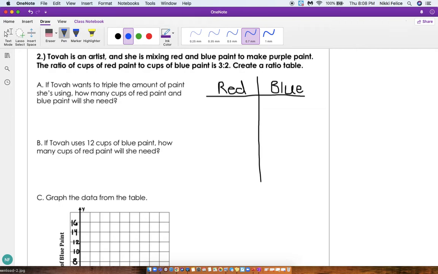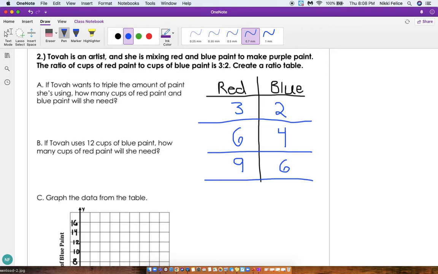Okay, so the ratio of red to blue is 3 to 2. So 3 to 2, there's my ratio. Now I'm going to start to make my ratio table and include all of my equivalent ratios. If she doubled this, our ratio would be 6 to 4. If we tripled it, our ratio would be 9 to 6. If I quadrupled it, our ratio would be 12 to 8. And I can keep going. I can make this ratio table as big as I need to, but I'll stop here for now.